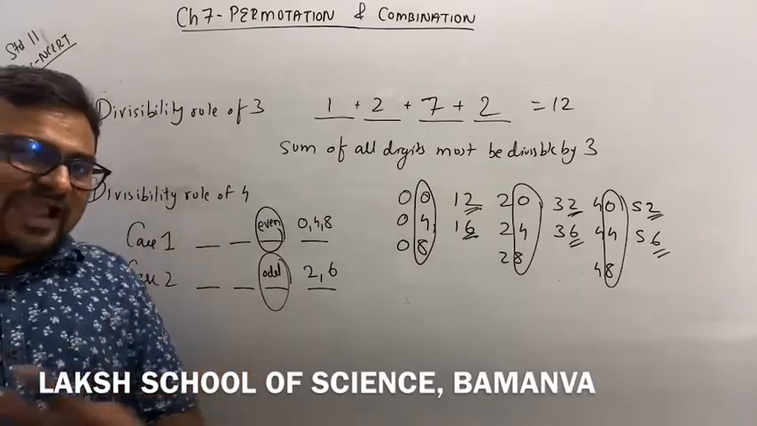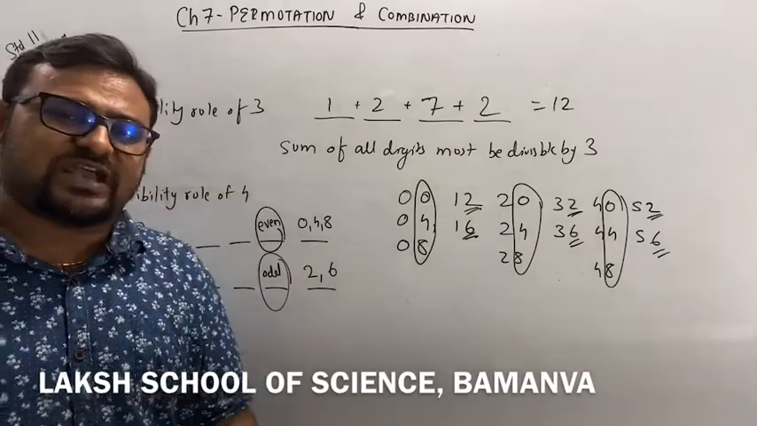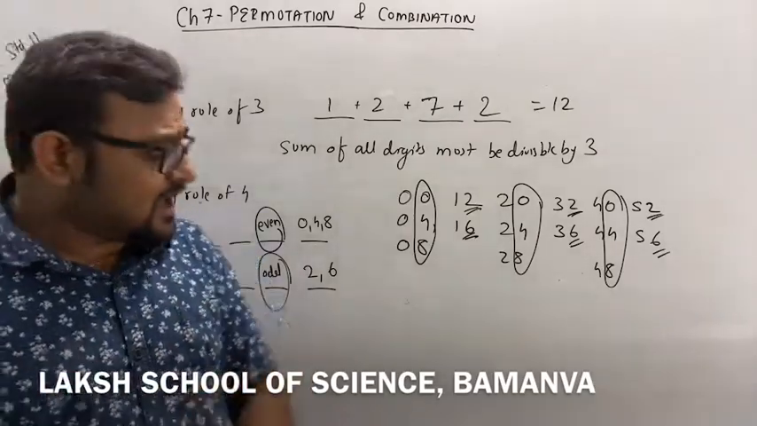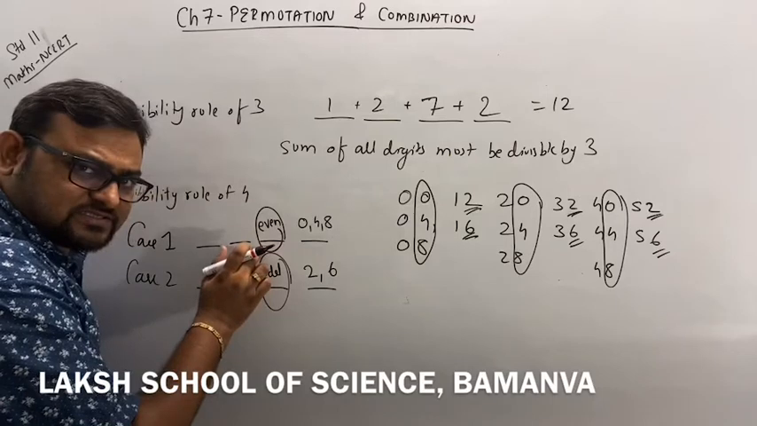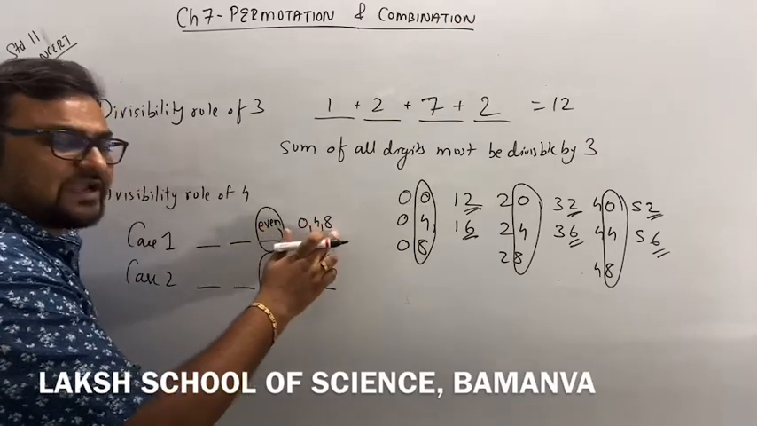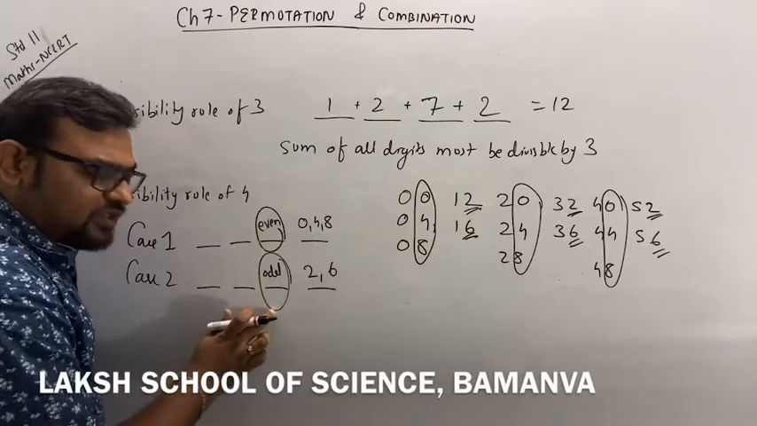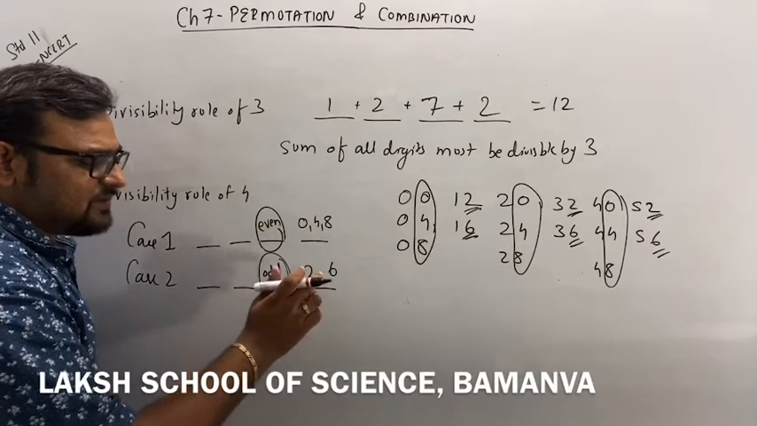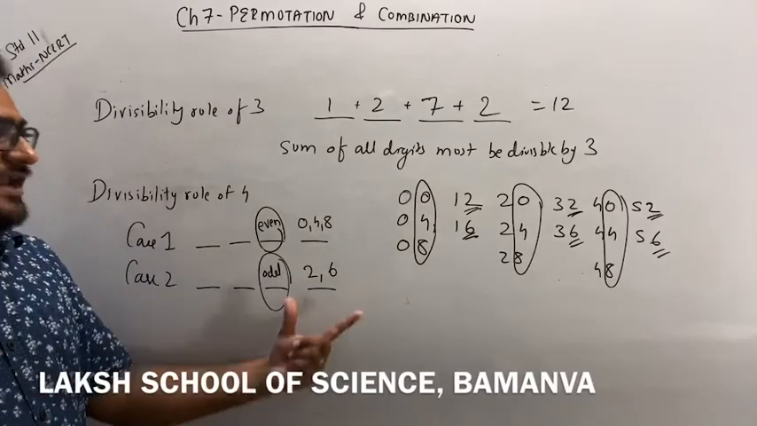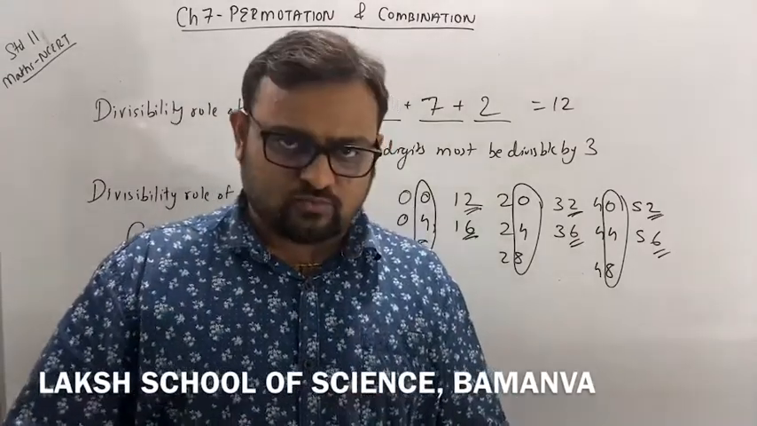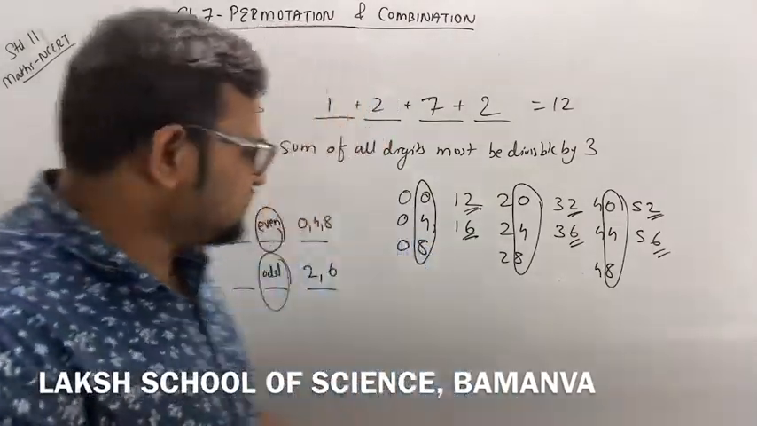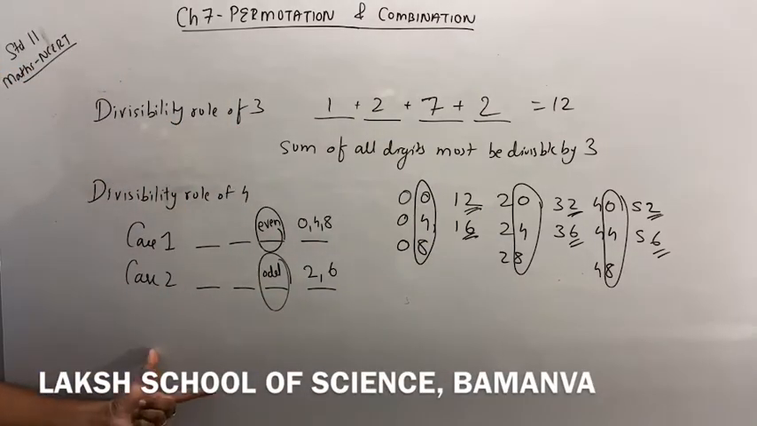Before you decide how many numbers you can form which are divisible by 4, you have to check this one. If there is an even number at tens place, there must be 0, 4, or 8 at units place. If there is an odd number at tens place, then there must be 2 or 6 at units place. Then only it can be divisible by 4. Clear? Okay. So now just note down these two rules, divisibility rules of 3 and 4, that we will be using for this chapter.